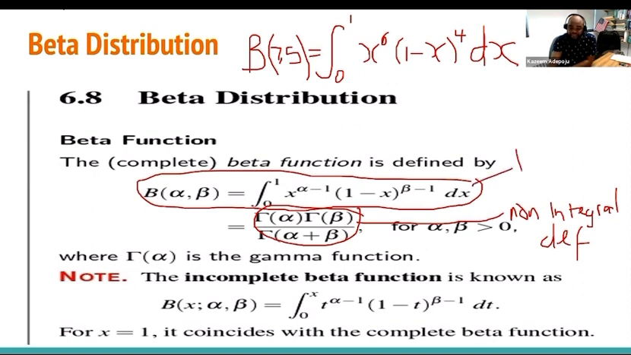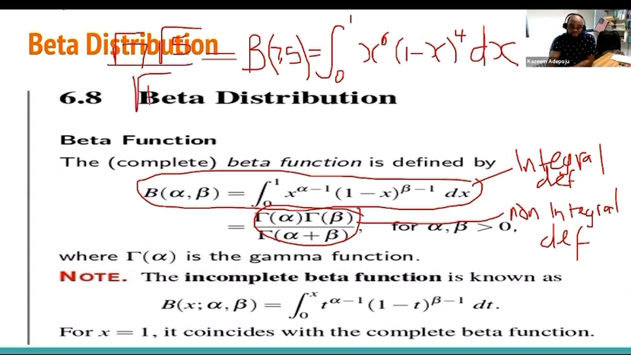And this is the integral definition of a beta function. All we're going to do is equate the integral definition with the non-integral definition. So definitely this is going to be gamma. What is my alpha? It's going to be gamma 7, gamma 5, divided by gamma 12.